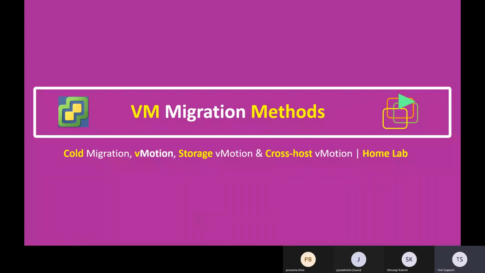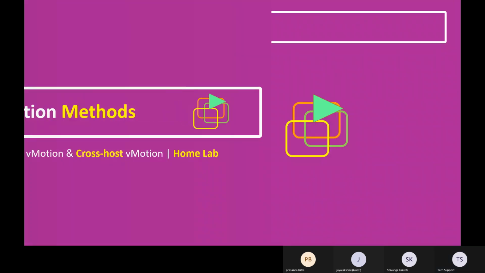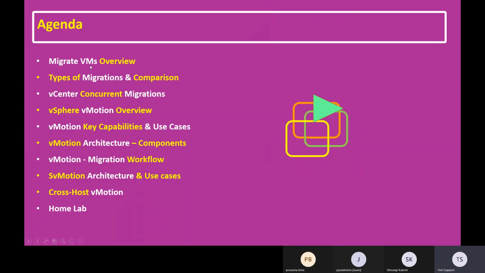We'll start with the virtual machine migration methods. Today's agenda is a migrations overview. Mainly, we have three types of migrations: vMotion, SvMotion, and also the cross-host vMotion. So the first concepts are covered with the vMotion, and second we'll talk about the SvMotion architecture and use cases. And finally, we can end the session with cross-host vMotion and also vMotion between multiple vCenter servers.